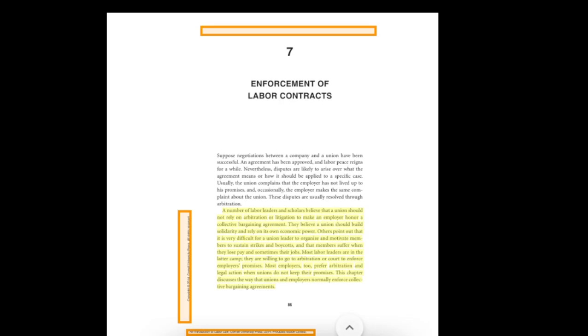They are willing to go to arbitration or court to enforce employers' promises. Most employers, too, prefer arbitration and legal action when unions do not keep their promises. This chapter discusses the way that unions and employers normally enforce collective bargaining agreements.